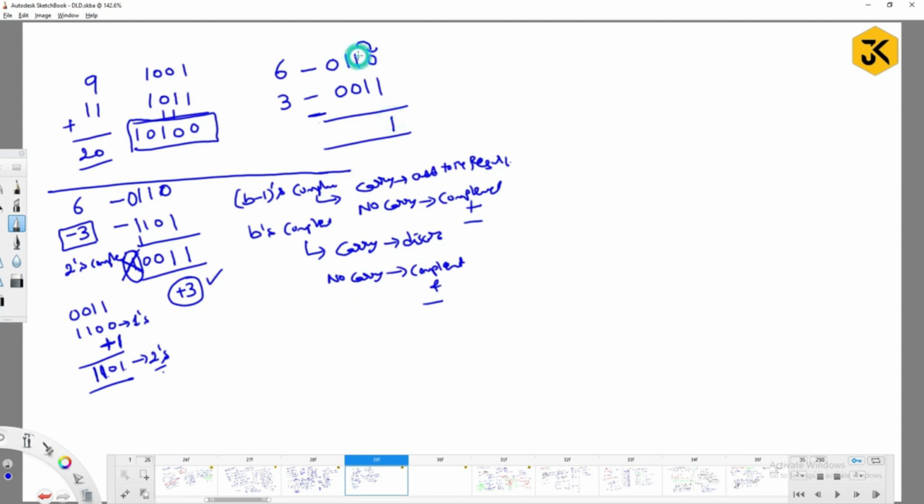So now here what will happen? Here 0 will be there, as this borrow is given to here. Now again I need to take a borrow. 1 minus 1 is 0, so you have to take a borrow. 0 minus 1, again you are going to get 1. Now here there will not be anything, 0 minus 0 is 0. So 0 0 1 1, that is 3, is the answer.